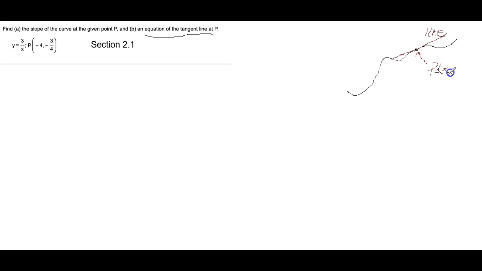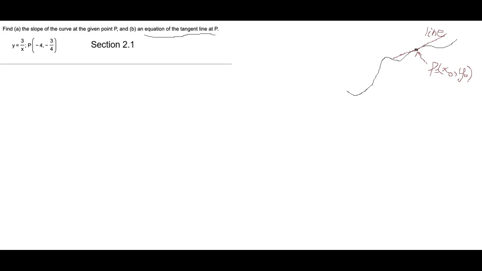I'll use a little subscript 0. That's usually what they do in the calculus book to remind you those are constant values of x and y. Those are not variables. So we have a point on a curve, and we want the equation of the tangent line at that point. So we've got the point part of the equation of a line. We need the slope part of the equation of the line.